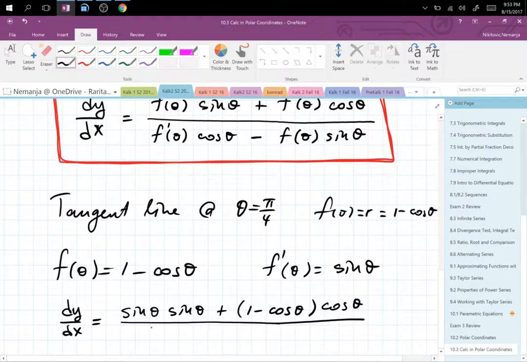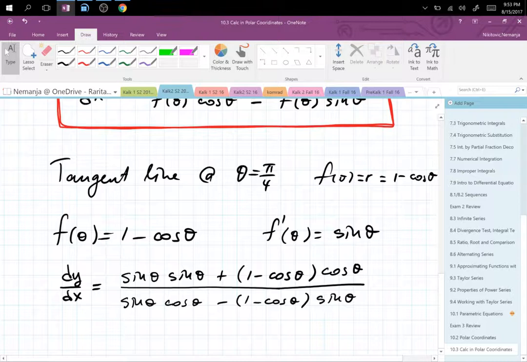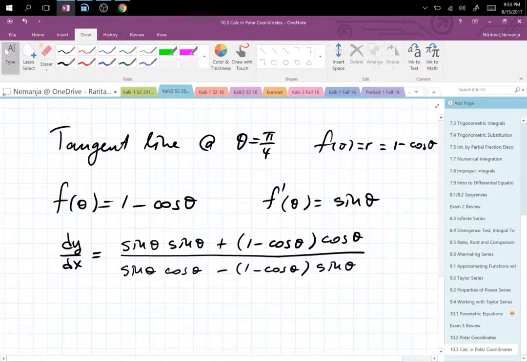Now the denominator: f prime, which is sine theta, times cosine theta, minus 1 minus cosine theta times sine theta. I generally like to work out algebra as much as I can before I start plugging values in. Which cosine, sine theta?